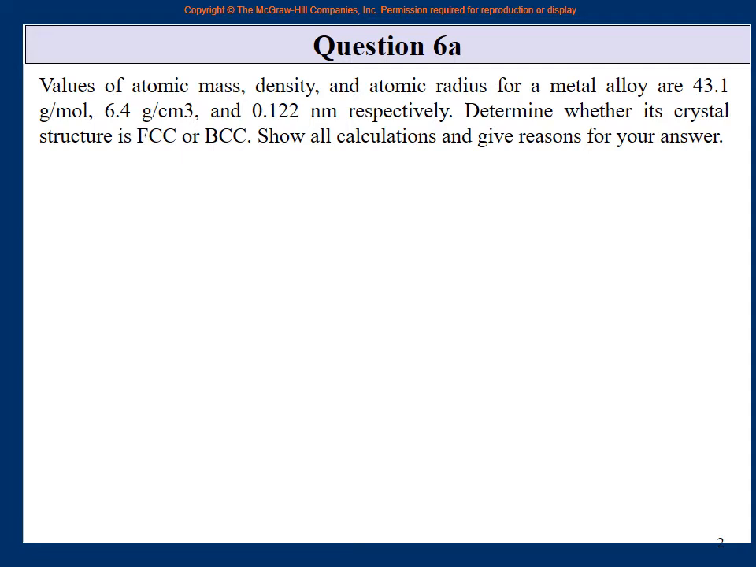If the density that you find is the same density as given, 6.4 gram per cubic centimeter, then it is FCC. Then you don't have to do further. If you assume that it is FCC, find the density, but the density is very much different from 6.4, then it is not FCC. Then now assume that it is BCC, find its density, and now if the density is very close to 6.4 gram per cubic centimeter, then this is it, right?